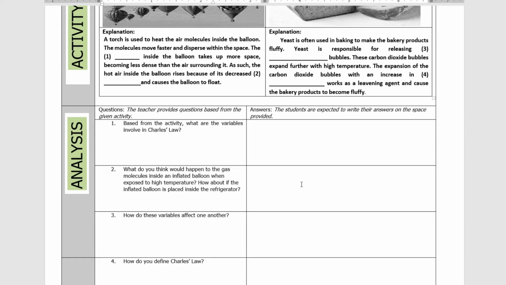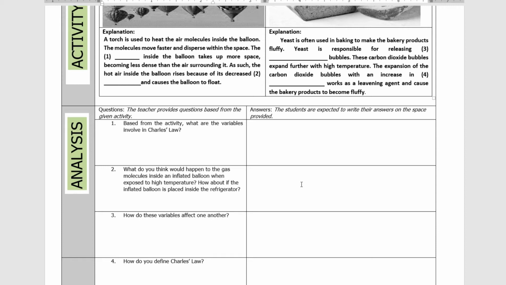For the second one, what do you think would happen to the gas molecules inside the inflated balloon when exposed to high temperature? How about if the inflated balloon is placed inside the refrigerator? Now, in this case, there are 2 situations. You have situation 1, which is hot or in a high temperature. Then, obviously, in the second one, inside the refrigerator, it is cold.